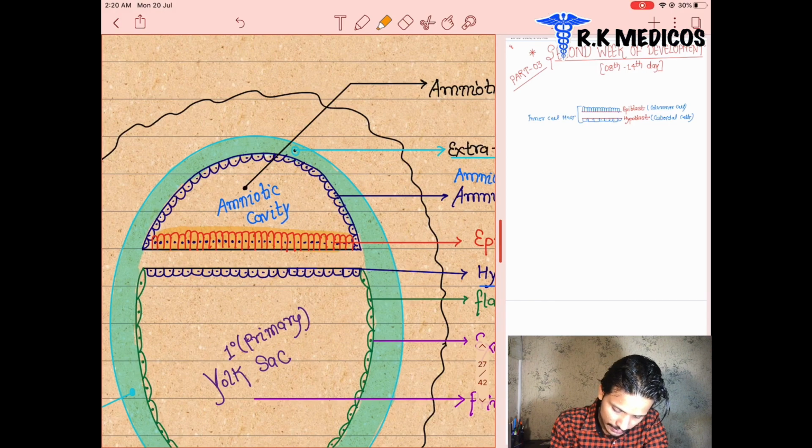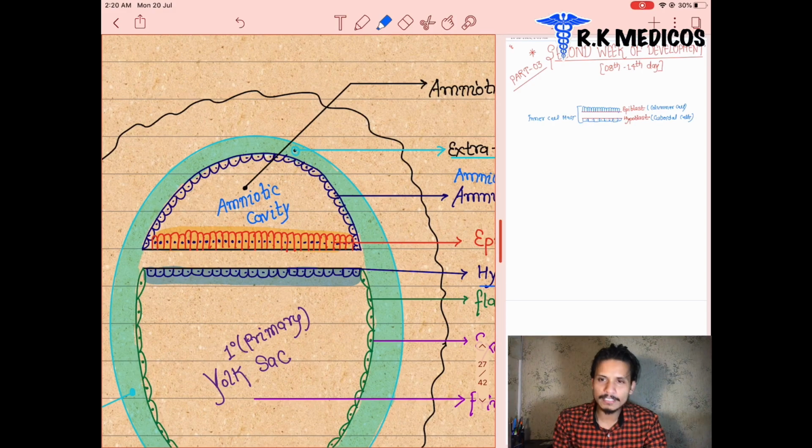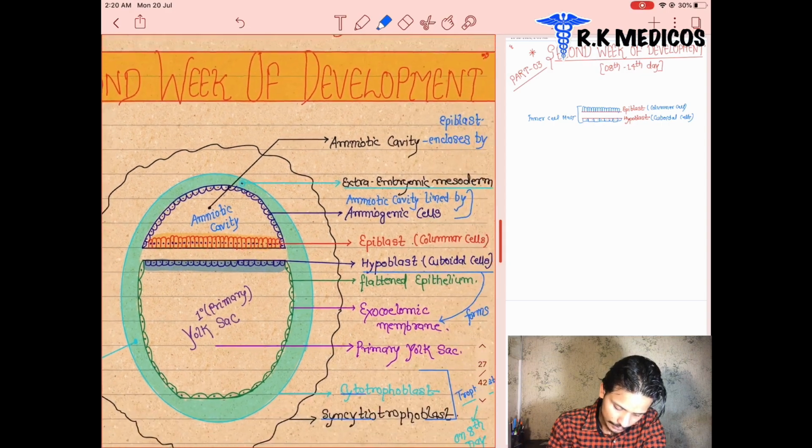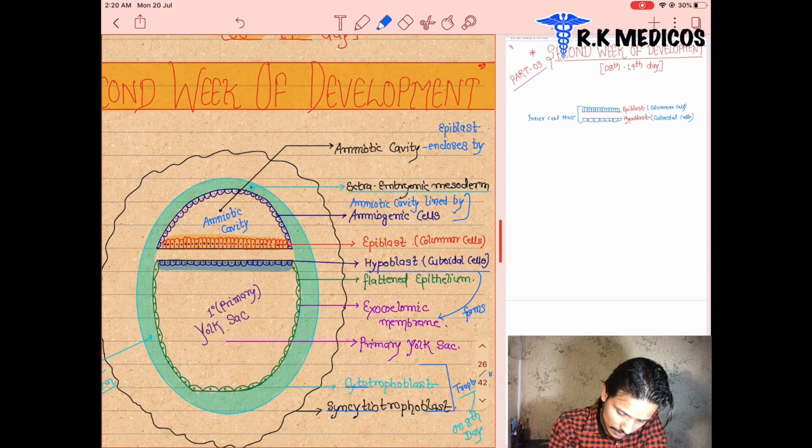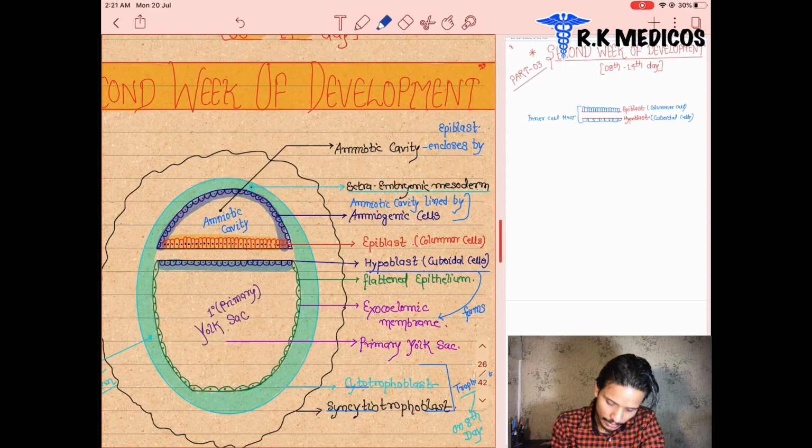The same way, these are the hypoblast cells, cuboidal in nature. Both of these cell layers are differentiations of the inner cell mass, which is present inside the trophoblast, the outer cell layer. Later on, the epiblast or columnar cells form some boundaries, a membranous structure, and these are produced from amnioblast cells.